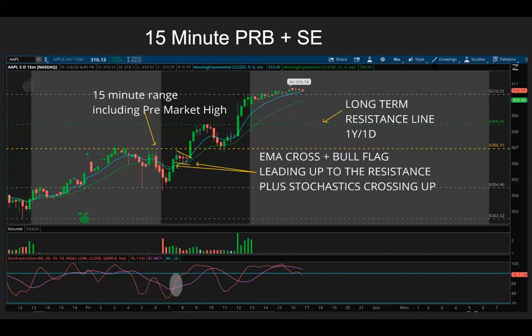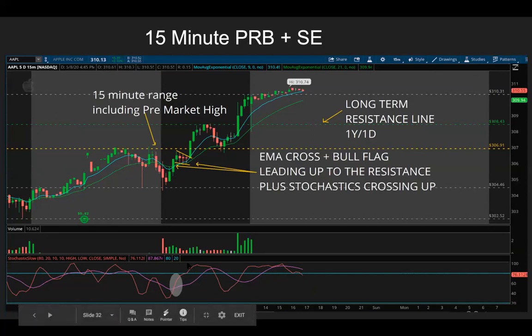15-minute pre-market range plus stochastics and EMA. This is when it gets a little complicated, but you're going to understand this soon. You have the little range. You guys see how it moves into a range here? See that? It's a range, and then you wait for the stochastics to cross up.